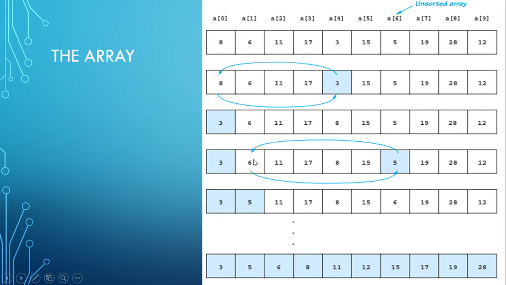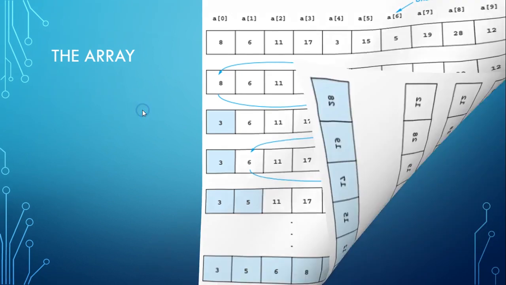Okay, well, that is a 6. So then it checks the array again. Well, 5 is now the smallest value. So let's swap A of 1 with A of 6, all right? And that's going to give me 3, 5. Now it's going to keep doing that until you fill the entire array that is sorted here. So 3, 5, 6, 8, 11, 12, 15, 17, 19, 28.